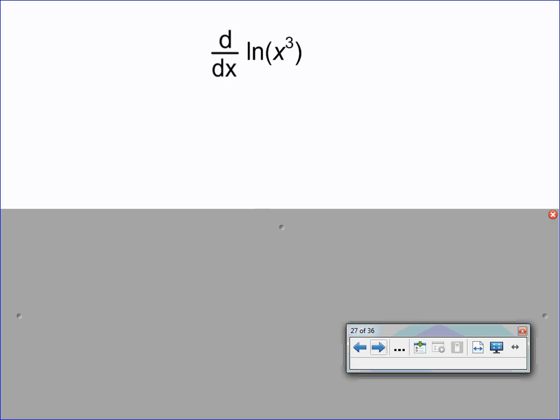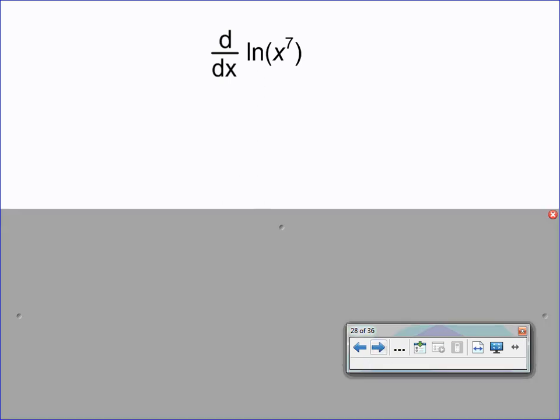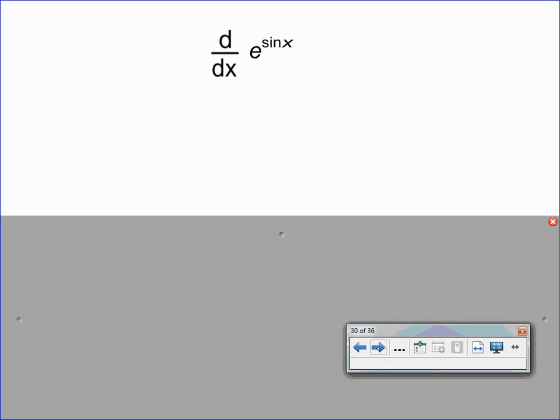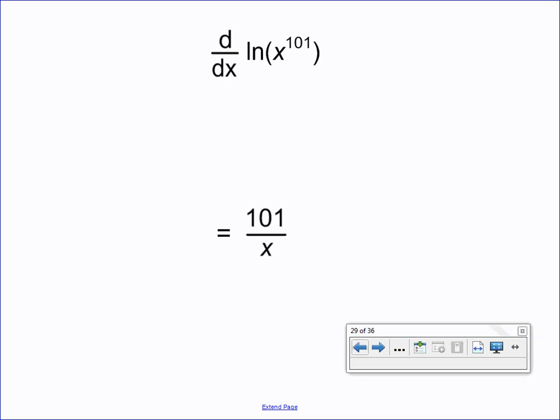Nice job. Way to handle. Derivative of ln of x to the 7th. 7 over x. You're correct. Very nice. Derivative of ln of x to the 101st power. 101 over x. Good job. So if you bring that power down in front, it's the multiplier, and then the derivative of ln of x is 1 over x. Nice job. Way to go, you guys.